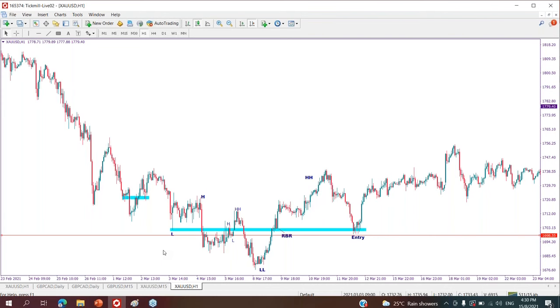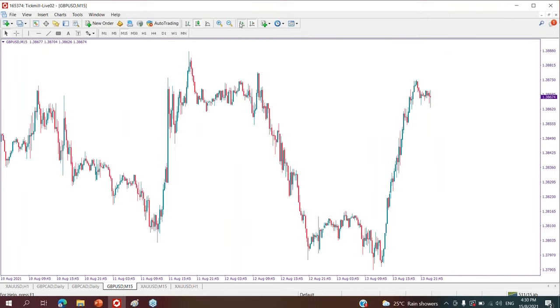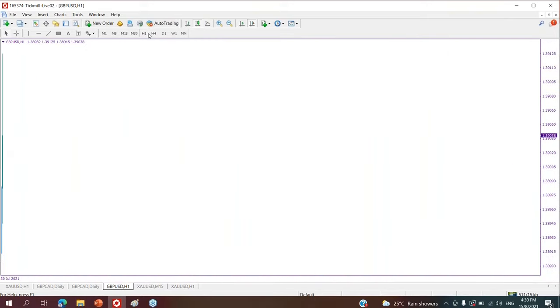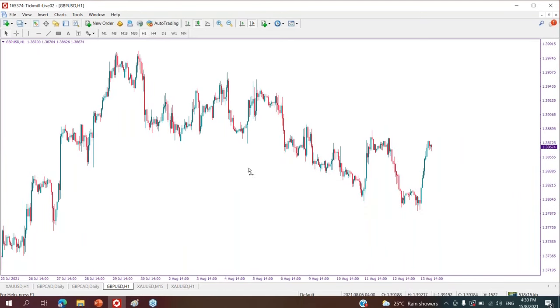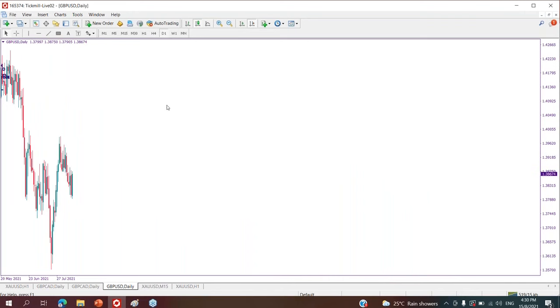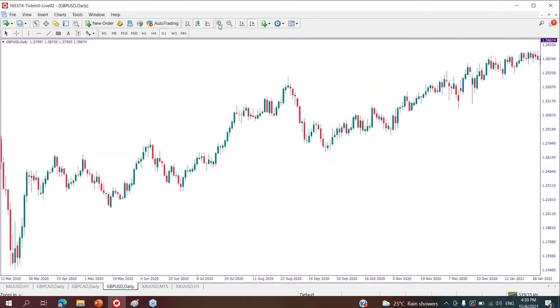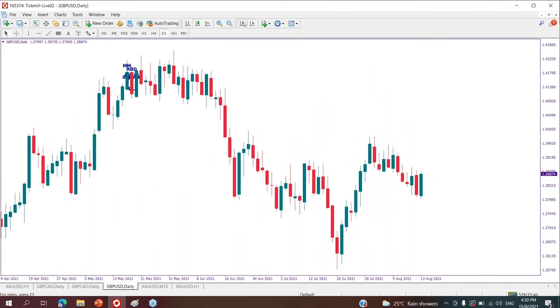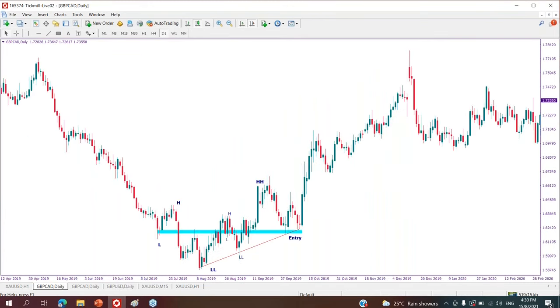Teacher, what's your thoughts on GU? Do you think GU is making QMC in higher time frame? GU, let me see. Whoa, where's QMC? I cannot find QMC. No QMC. I cannot see any QMC here.